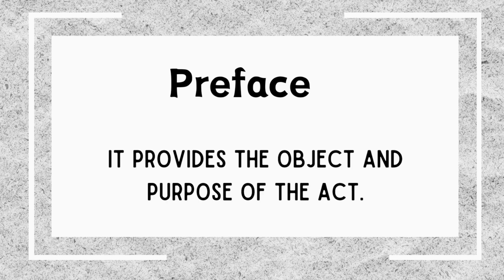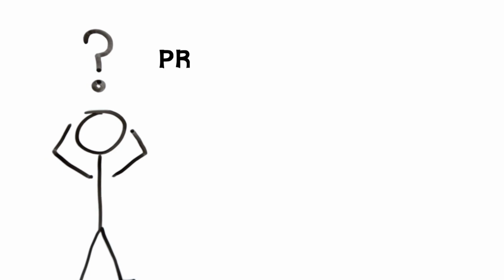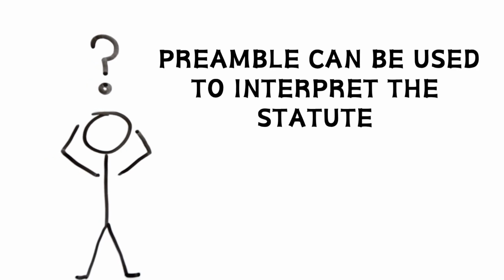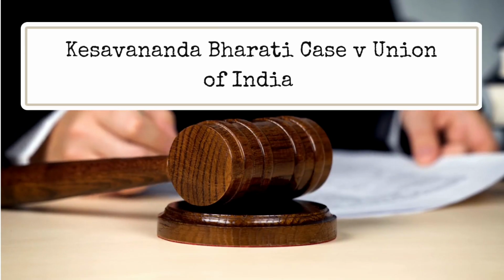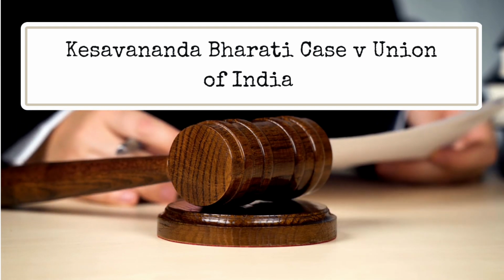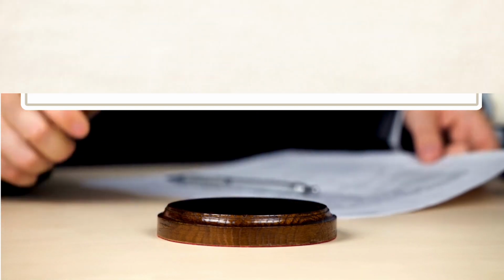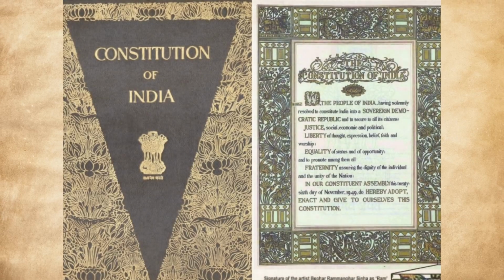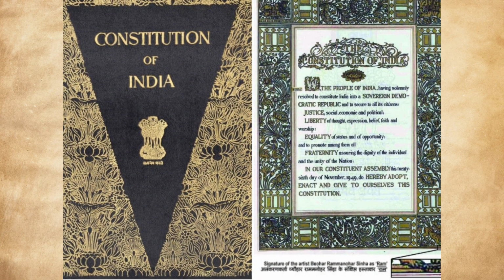Preamble. The preamble acts as the preface of a statute. It provides the objective and purpose of the act. If the provisions of the statute lead to ambiguity, the preamble can be used to interpret the statute. In the case of Keshavananda Bharati versus Union of India, the Supreme Court emphasized the importance of the preamble in interpreting the provisions of the Constitution.